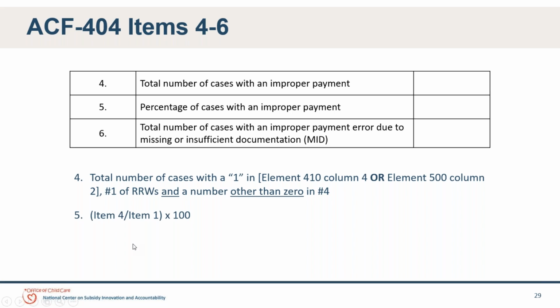Item 5 is the number that was entered in item 4 divided by item 1, again multiplied by 100 to get a percent. In our example, there were 20 cases with an improper payment. Item 5, the percentage, is 7.25%. Item 5 is another one that is automatically calculated in the OLDC for you. So once you have entered that figure in item 4 and you hit save, then item 5 will be automatically done for you.